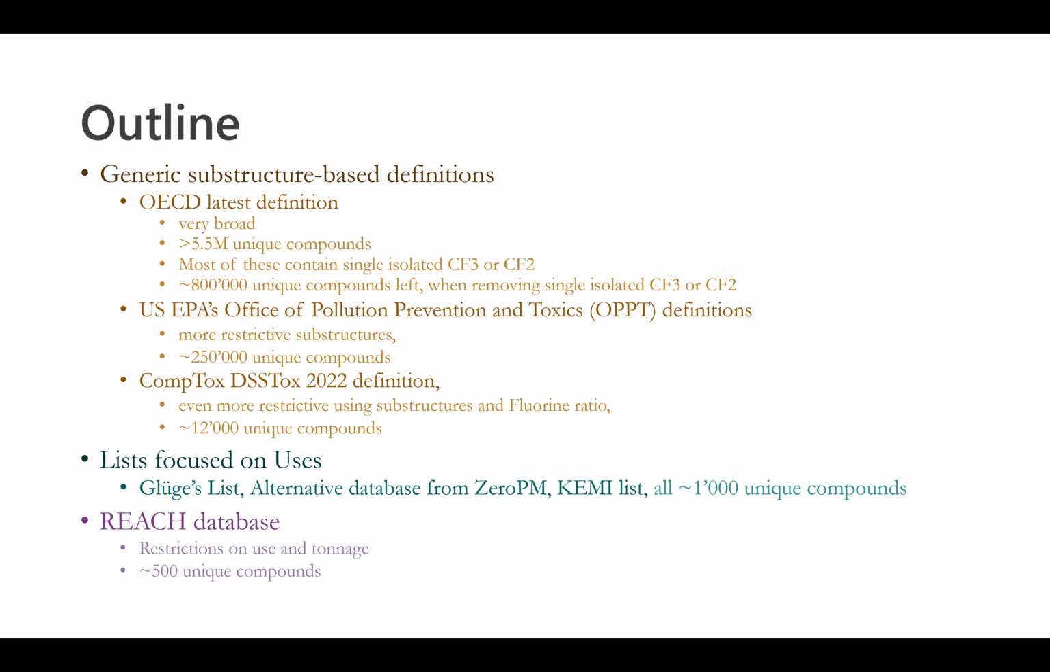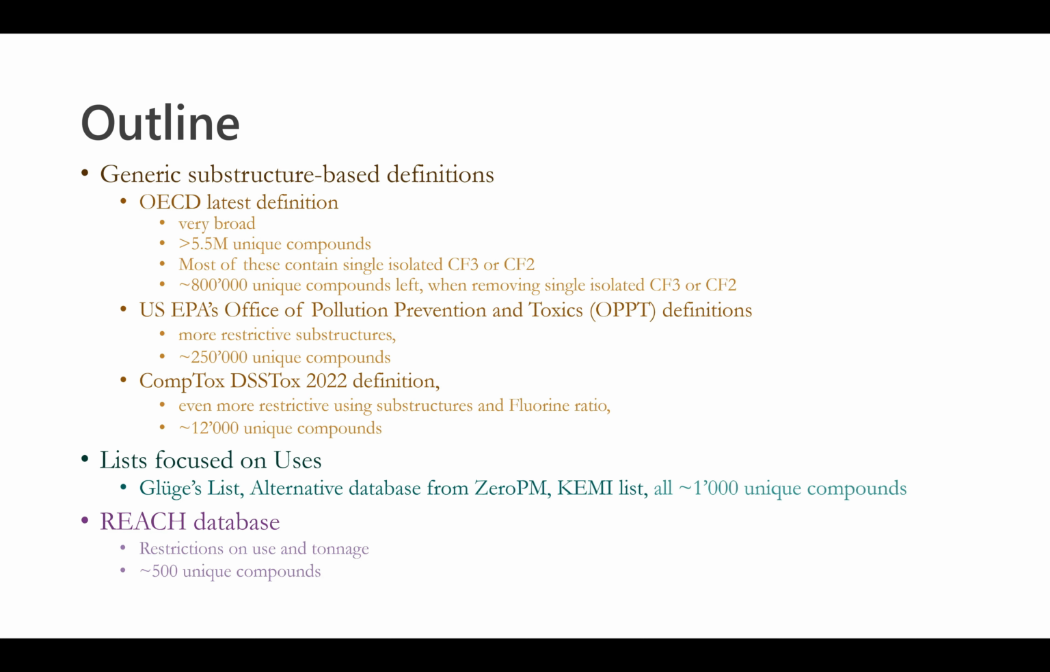Then we have the OPPT definitions that use more restrictive substructures, which also exclude single isolated CF3s, but is still relatively broad. For example, it can still capture branch fluorinated carbons. From 5 million compounds, we go down to 250,000 compounds with this, from the OECD to the OPPT lists. The CompTox DSSTox definition is even more restrictive, having substructure matching and a minimal fluorine ratio. These compounds are closer in nature to PFOA and PFOS. There are about 12,000 of them.